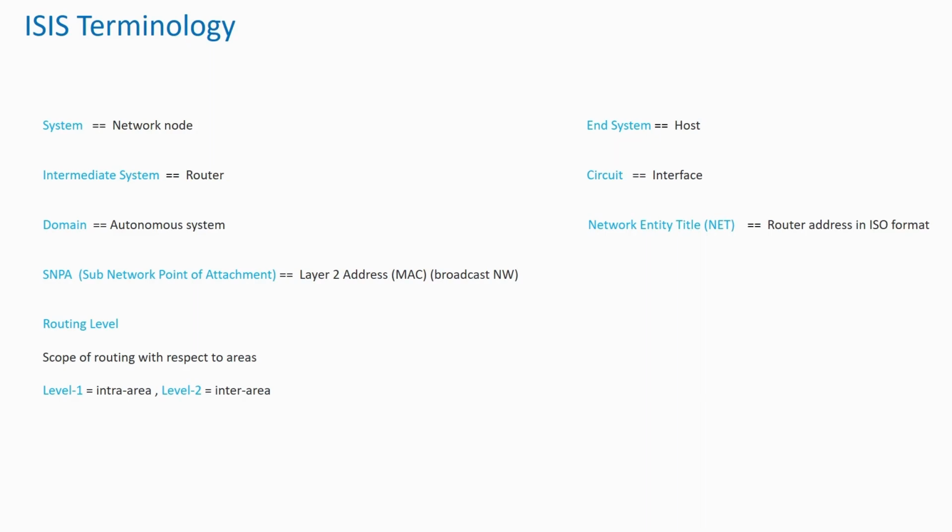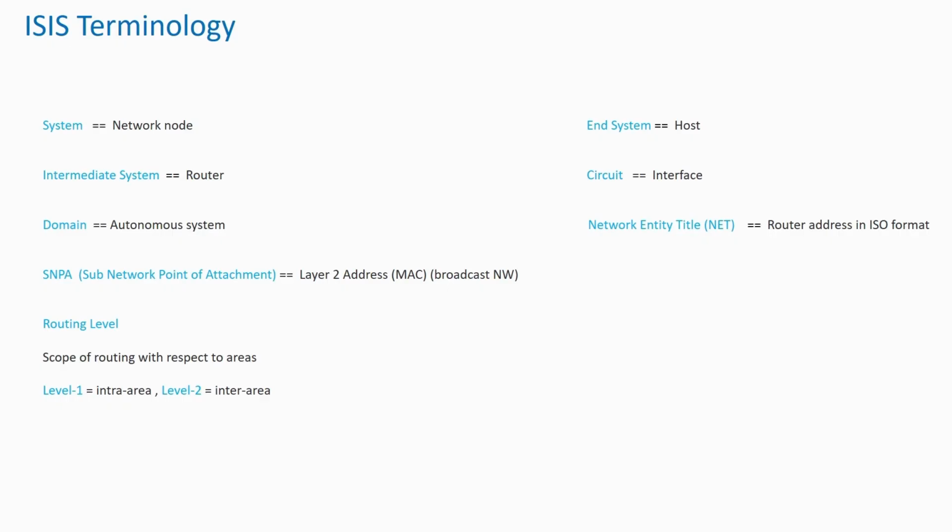SNPA, which stands for Subnetwork Point of Attachment, actually refers to a layer 2 MAC address when a broadcast network is used. It actually refers to a virtual circuit when ATM or frame relay networks are used. But since those kinds of networks are very rarely used, we can assume that SNPA means layer 2 MAC address.